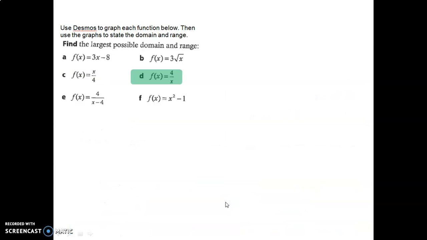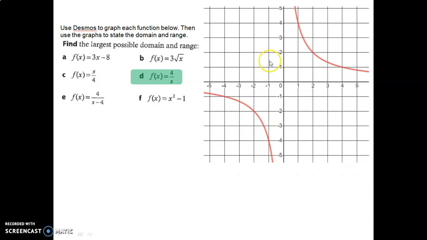Okay, next one looks like this. Well, this one's a little different than that. Okay, this is now 4 over x. That's different. So graph it, and let's see, what's the domain and range? So here's our graph. What we've graphed now is called a rational function. When we have a fraction here, which has variables in the denominator, we call that a rational function.